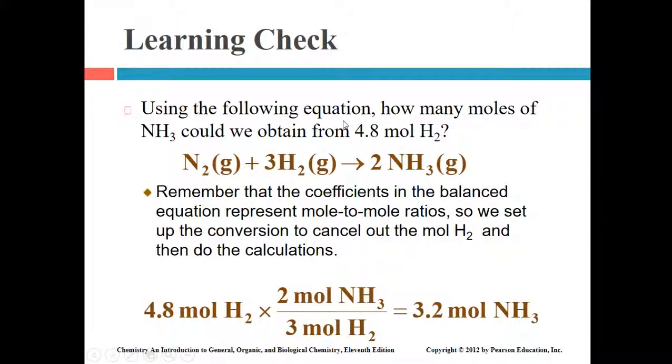So let's see here. 4.8 moles of H2 is what we start with. We're going to need to set up our conversion using the 2 coefficient, 2 moles of NH3 over the 3 moles of H2. We need to set it up this way so that the moles of H2 cancel out. So our moles of H2 cancel out, so we're going to have 4.8 times 2 divided by 3. And your answer is going to be 3.2 moles of NH3.